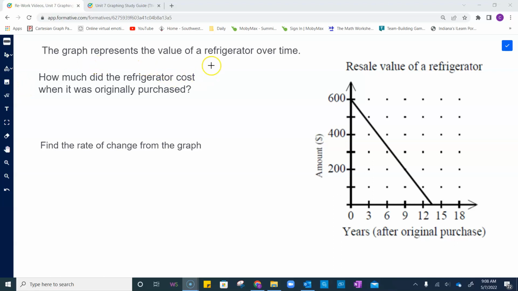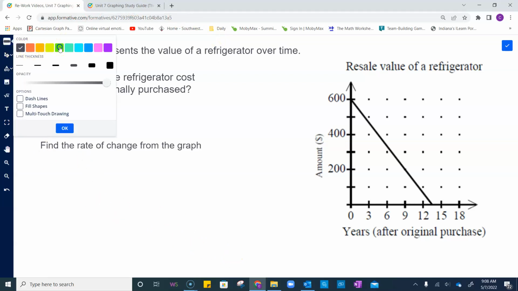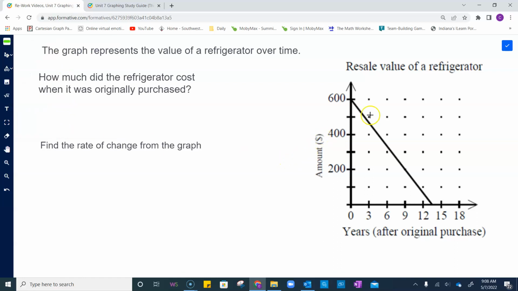All right, so our graph that we have here, it says it represents the value of a refrigerator over time. It's called the resale value of the refrigerator. So when you buy an appliance like that, you pay the original price for it, and then over time, if you wanted to sell it, the value of it would decrease because it's been used for so much time. So what this graph is showing you is that the value of the refrigerator decreases as time goes on. The longer you own it, the less it's going to be worth.